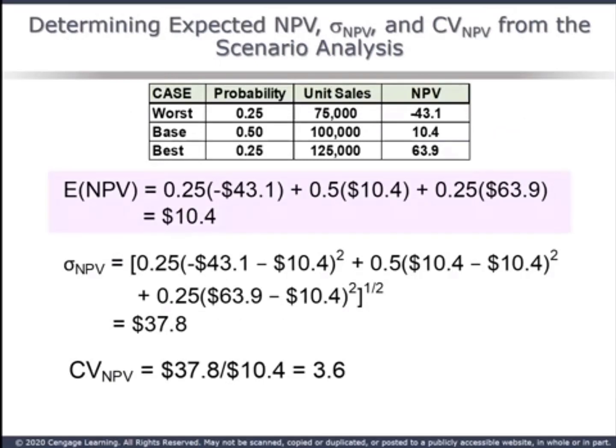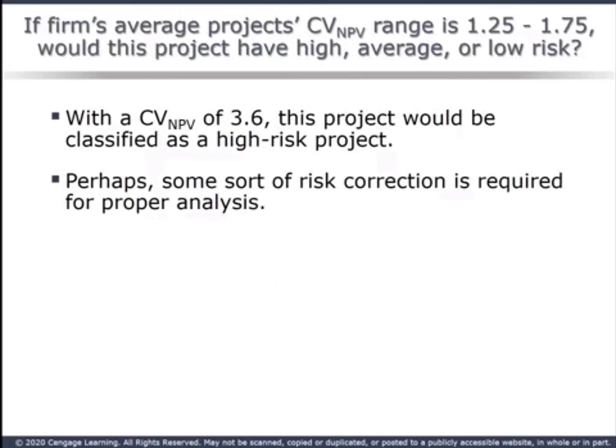Using that data, we can find the expected NPV as the weighted average of the three outcomes. We can also compute the standard deviation of the NPVs and the coefficient of variation. If this firm's average risk project has a CV between 125 and 175, then this project with a CV of 3.6 is riskier than the firm's typical project.